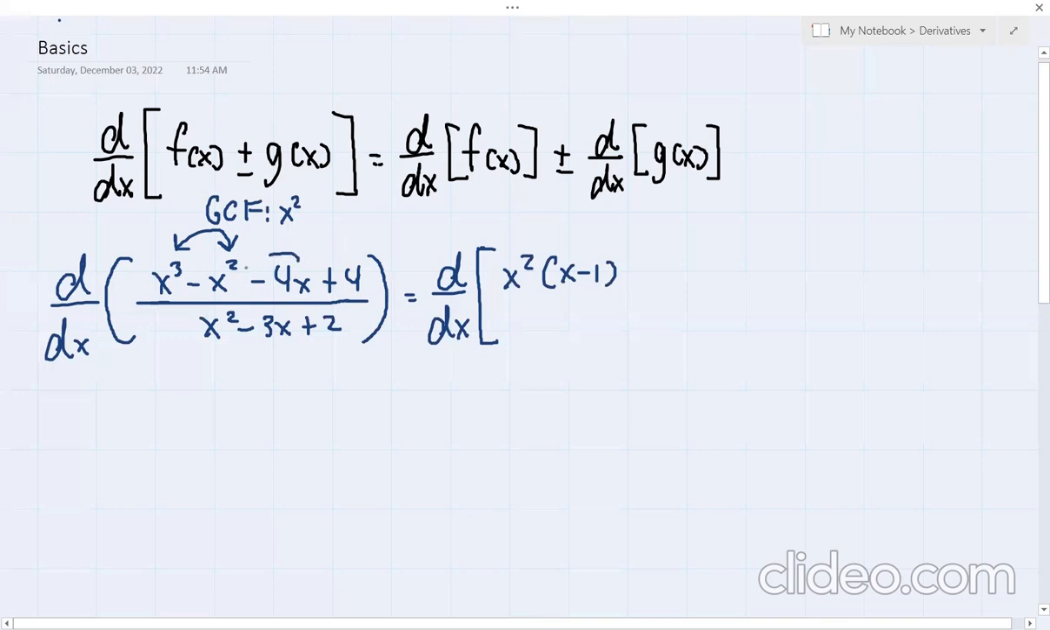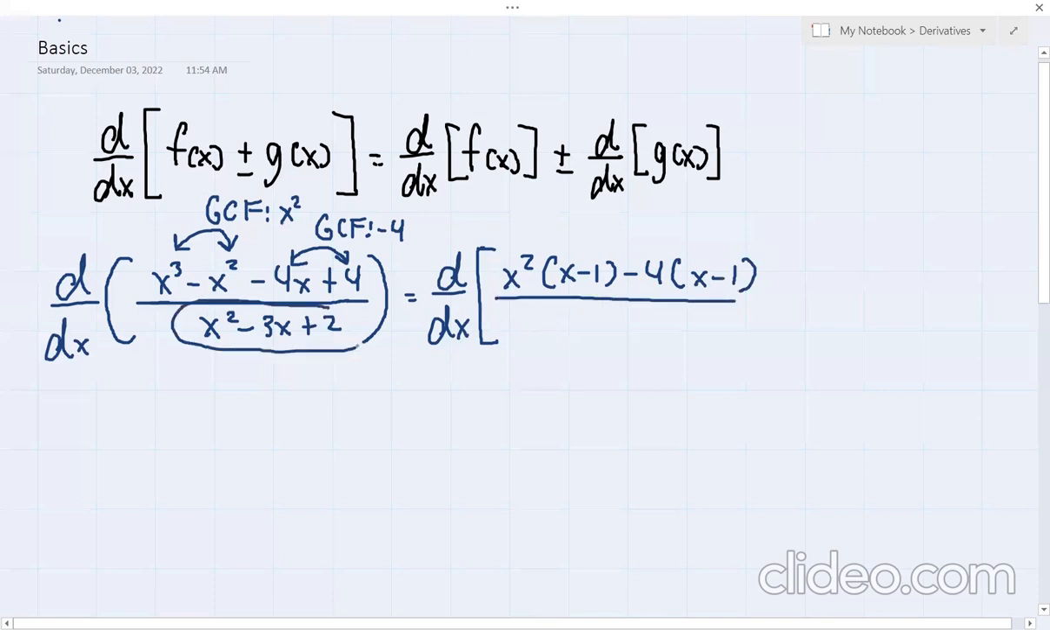Okay? The next, sa last two terms, for negative 4x plus 4, both of them are divisible by negative 4. At yan din yung greatest common factor nila, si negative 4. So we have minus 4 times quantity x minus 1. Okay? All over, dito naman sa baba, factorable din to. Okay? So, di ba meron tayong x squared minus 3x plus 2.